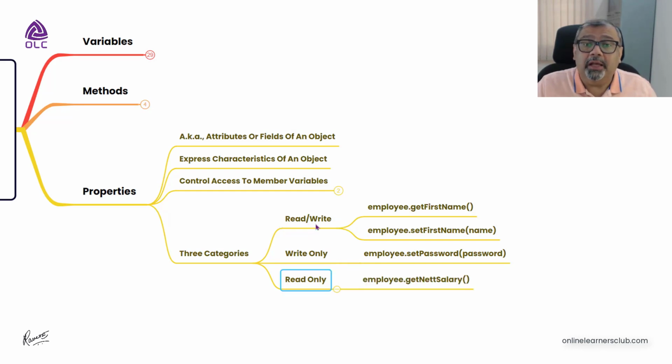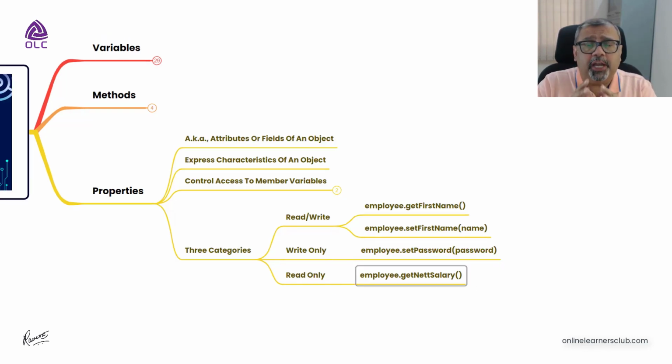Similarly, there could be some read-only properties as well. A classic example here could be employee.getNetSalary. It should not happen that somebody directly goes and updates the salary. I want to ensure that it is a read-only field. So this is a simple example of the different categories of properties that we can have.